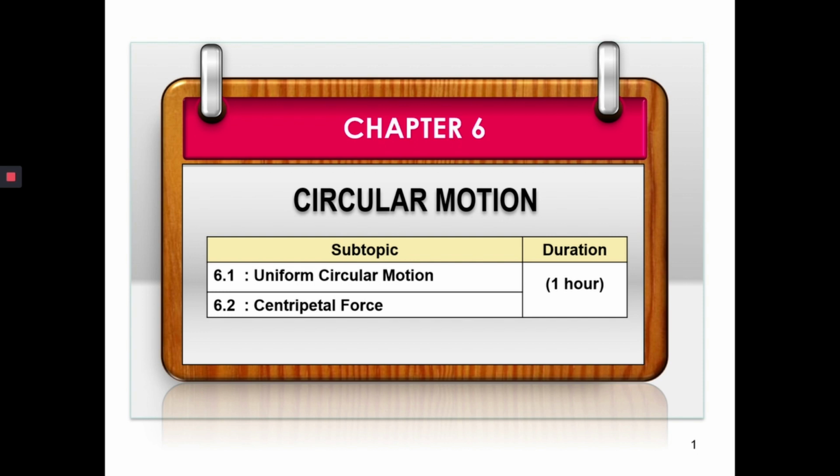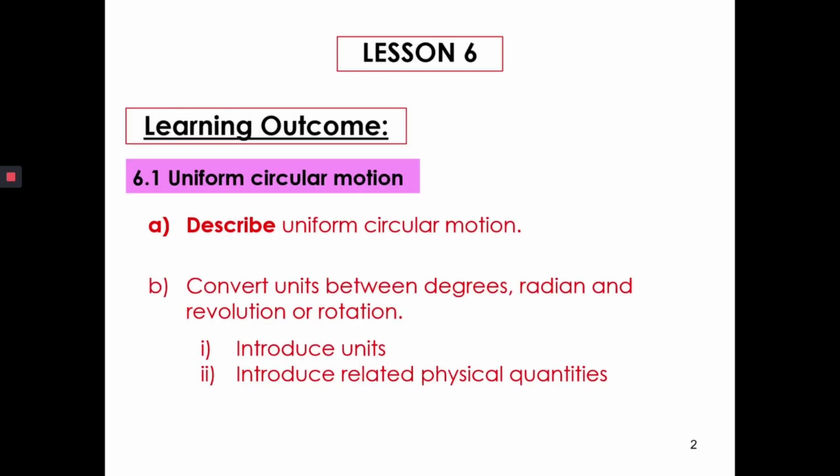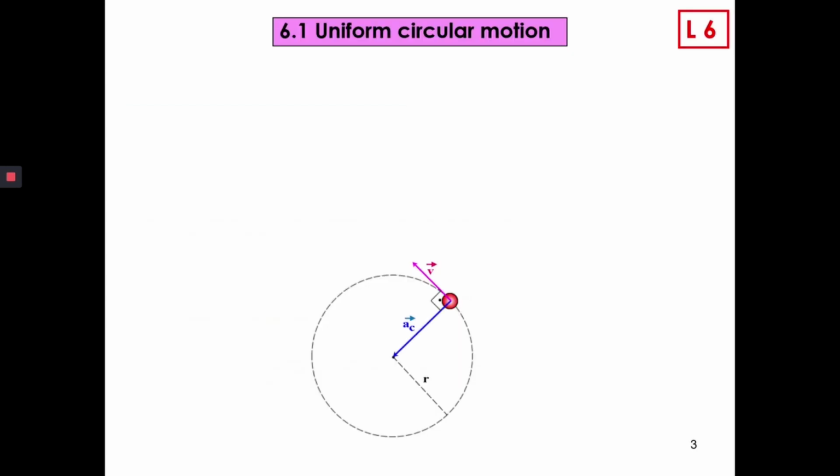Today we're going to continue with chapter 6, circular motion, where circular motion has two subtopics. The first one is uniform circular motion and the second subtopic is centripetal force. In 6.1, we are going to describe uniform circular motion and convert units between degrees, radian and revolutions or rotation. In this lecture, we're going to introduce the units and the related physical quantities.